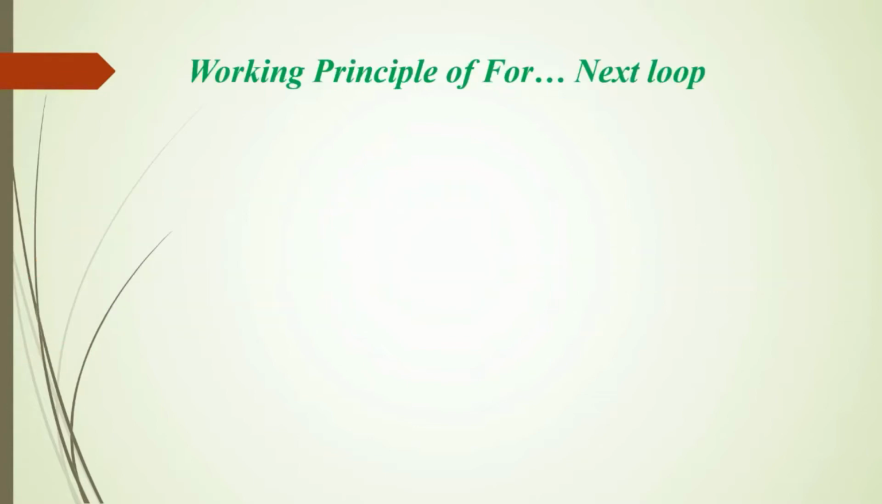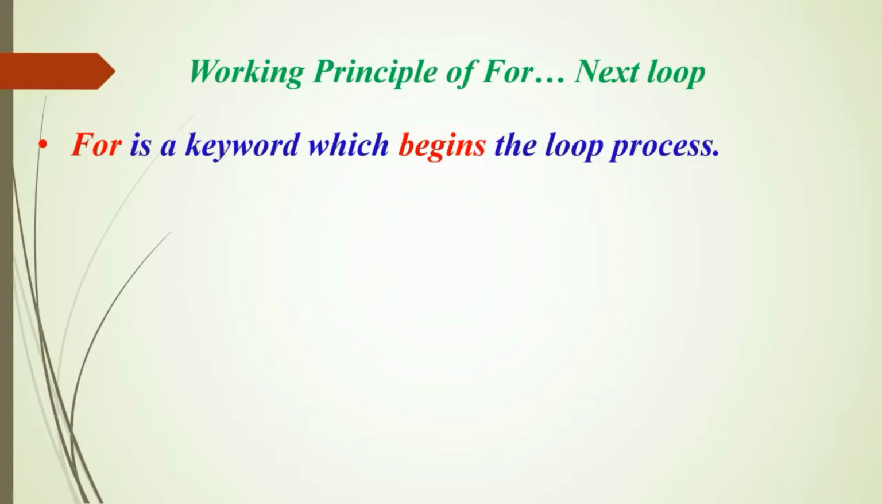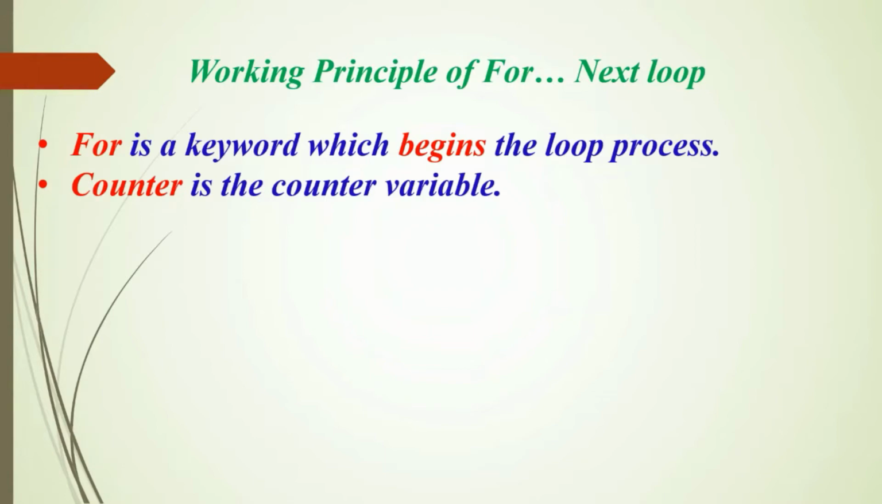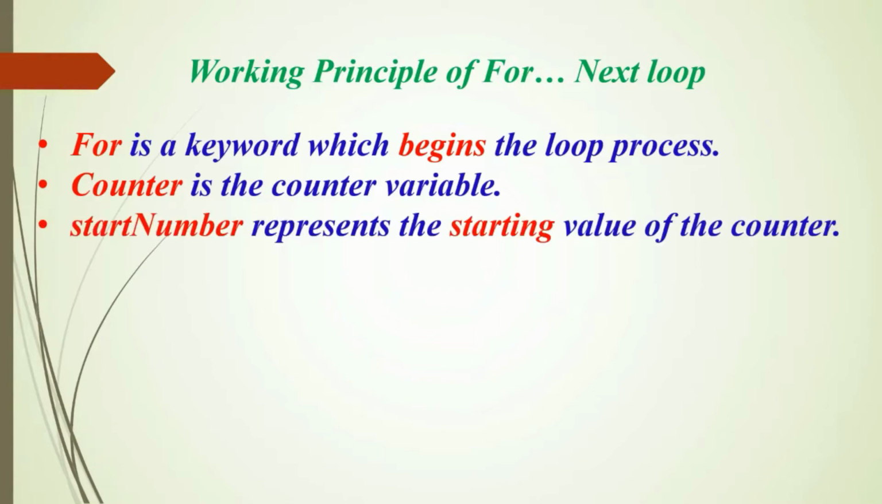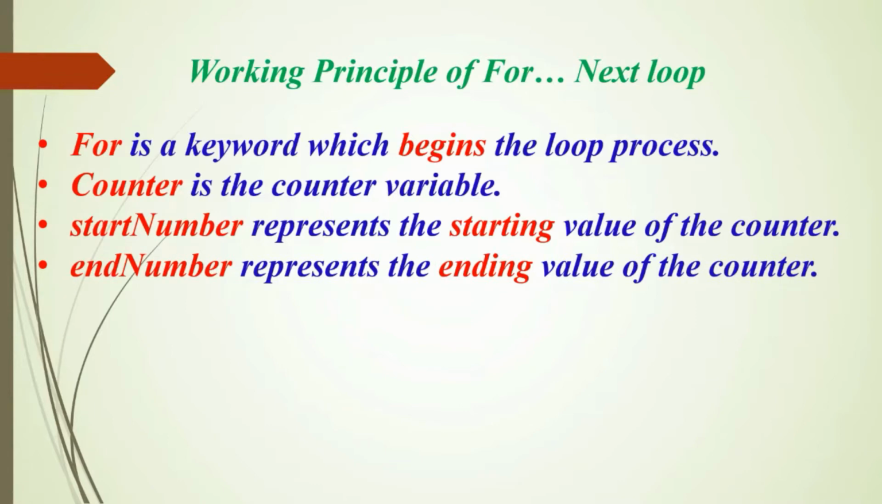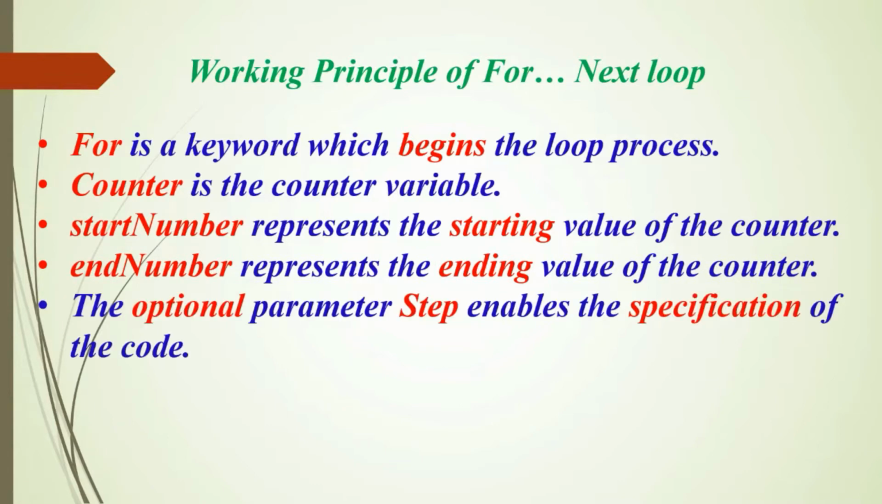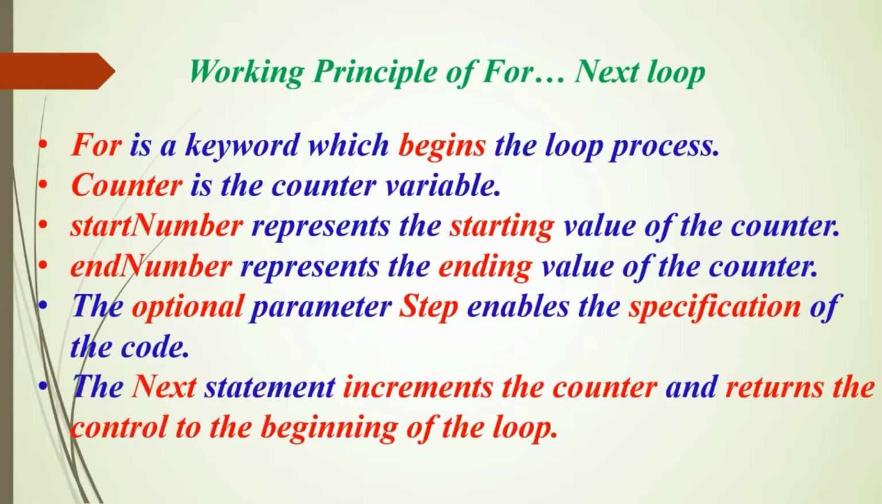Let me explain the working principle of the for next loop. Here for is a keyword which represents the beginning of the loop process. Counter is used for counting purposes. The start number represents the starting value and the end number represents the ending value of the counter. Step is an optional parameter. If you don't specify it, the counter is incremented by the value 1. If you specify it, the counter is incremented by that specified value.